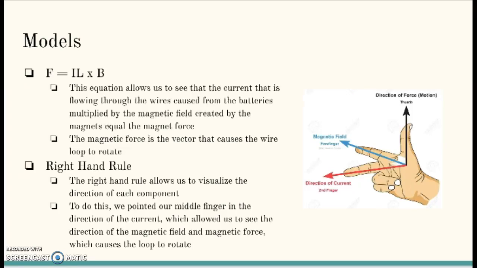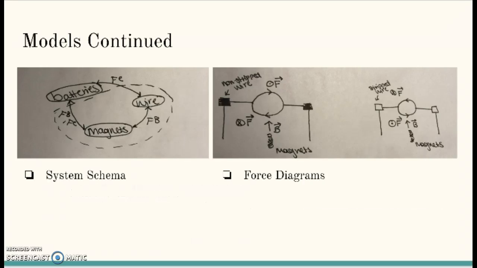We also use the right-hand rule as a model. It allows us to visualize the direction of each component of the equation. To do this, we pointed the middle finger of our right hand in the direction of the current, and our pointer finger in the direction of the magnetic field, which in this case was upwards. As a result, we could see which direction the force would be in, which would tell us what direction the loop would spin in.